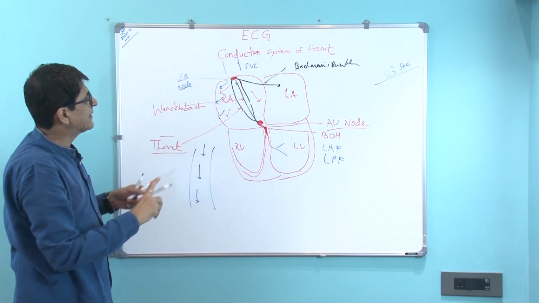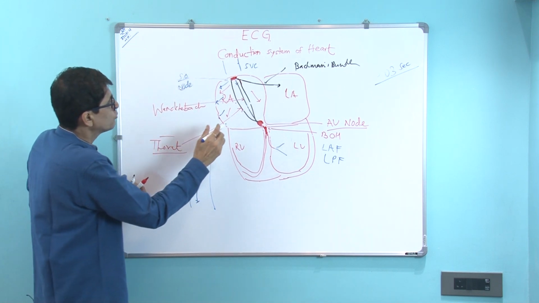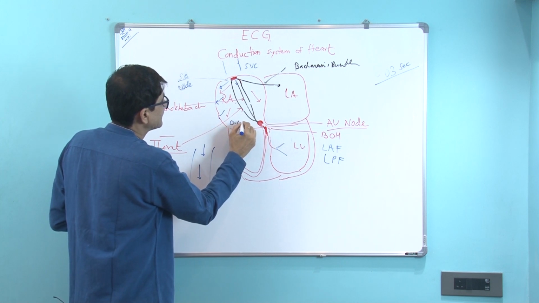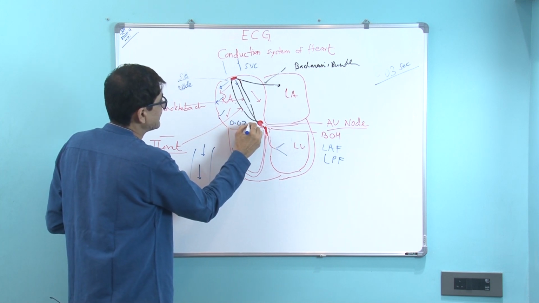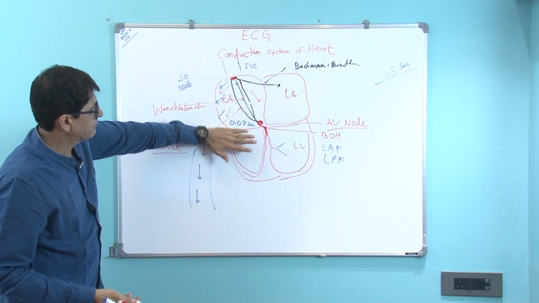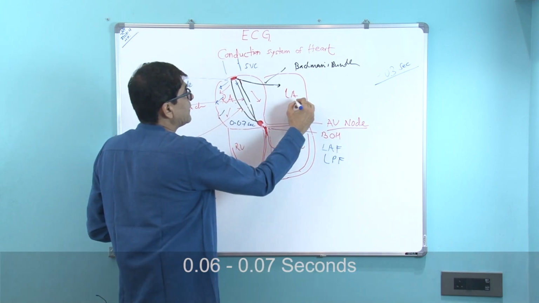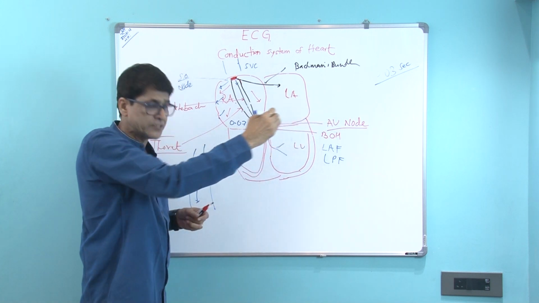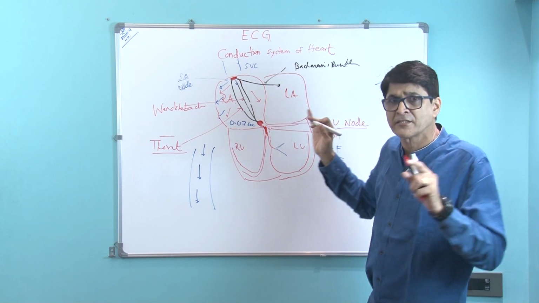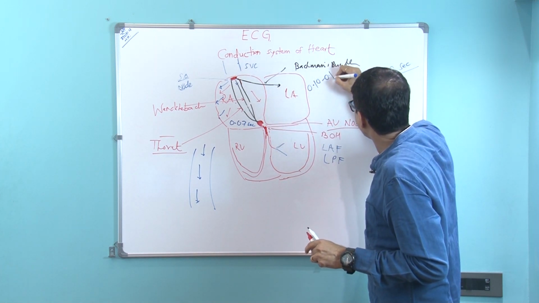So how much time does it take? I will explain the timings simultaneously now. It will take around a maximum of 0.06 to 0.07 second to stimulate the right atrium. Since the left atrium is away, the duration is a little more; the maximum duration will be around 0.10 to 0.11 second.